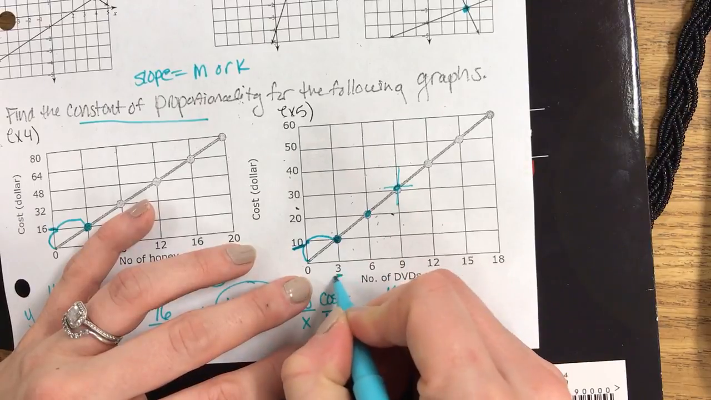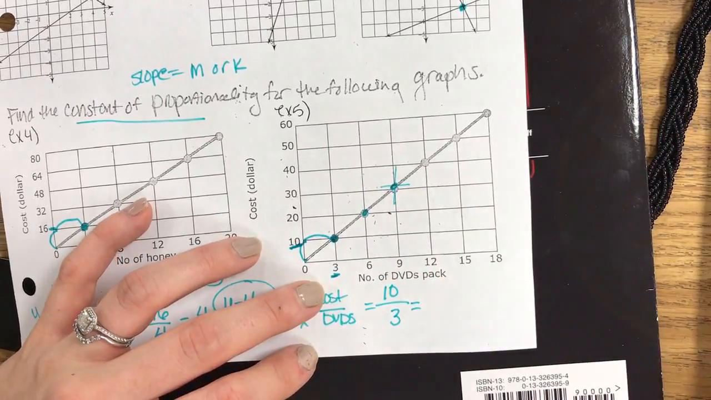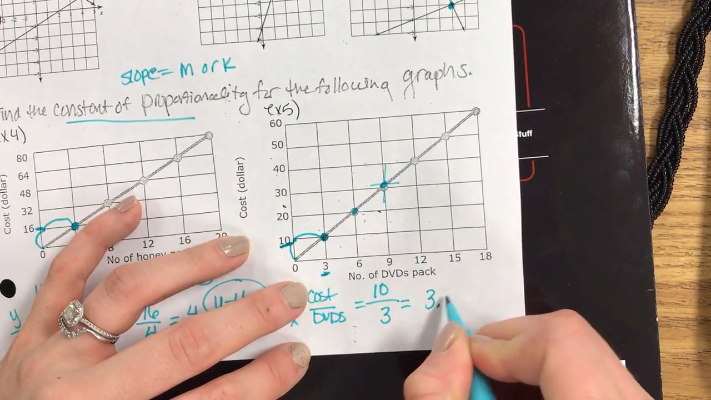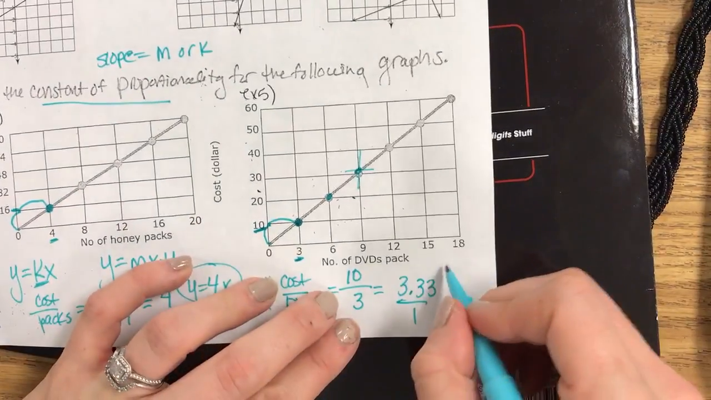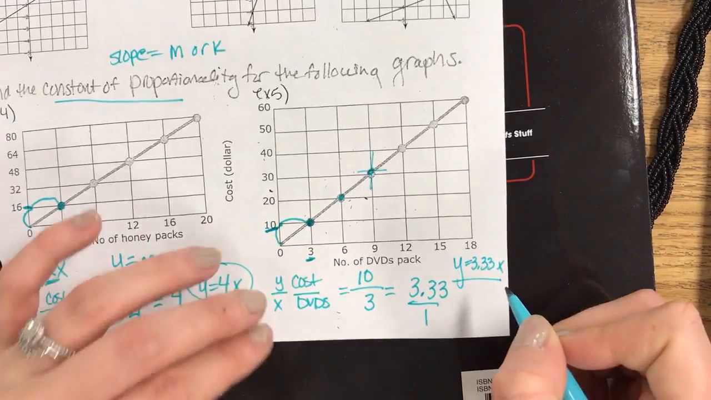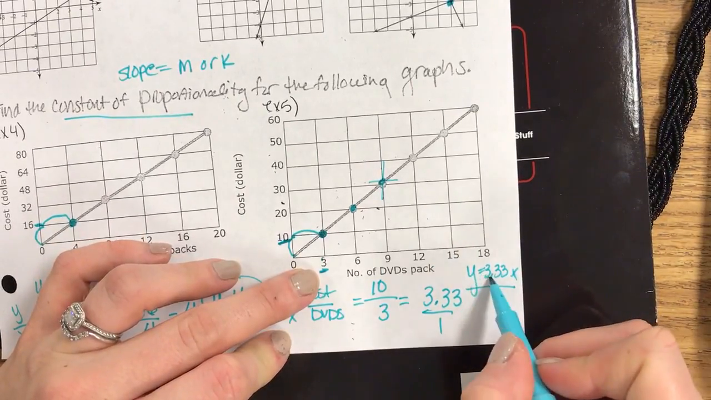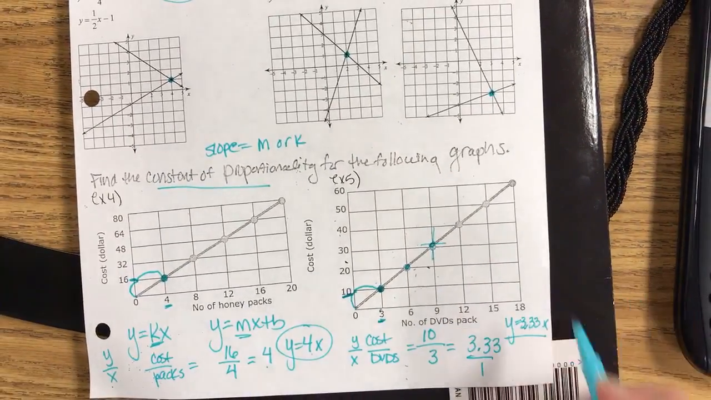Over 1 square, but it's actually 3. So 10 divided by 3 is going to be 3.33 over 1. So y equals 3.33x. Okay, so it's saying it's $10 for 3 packs or $3.33 for 1. Okay, let's flip on to the back.